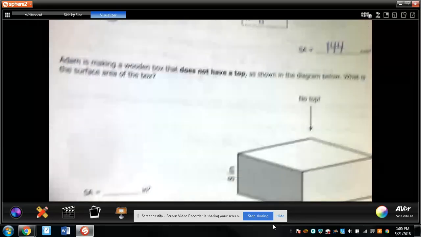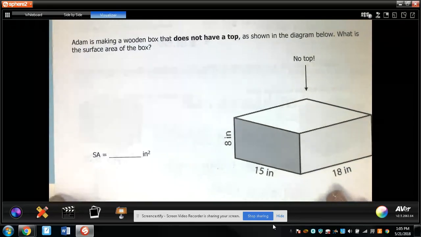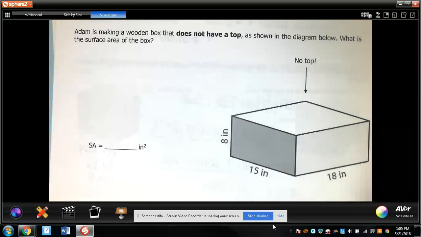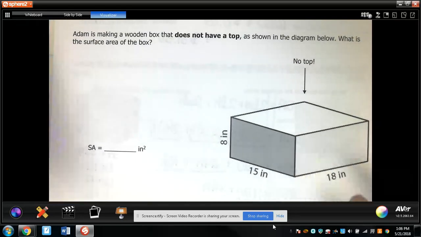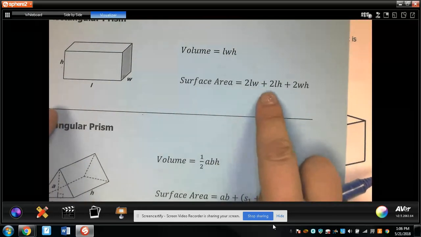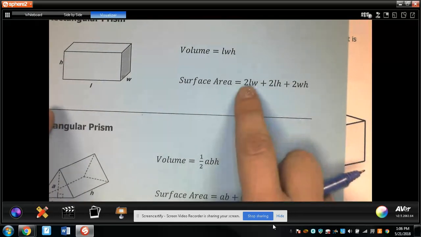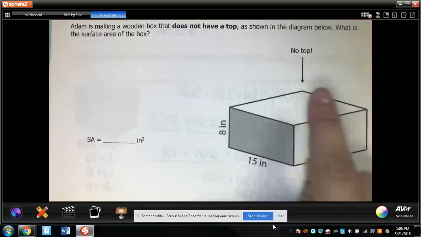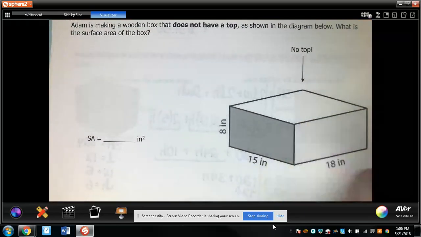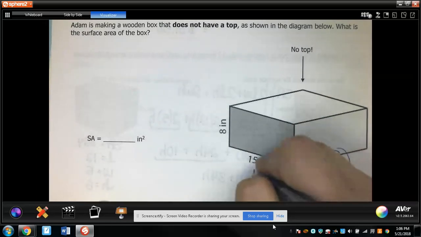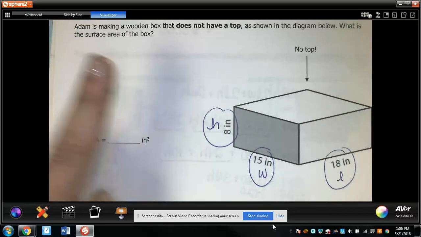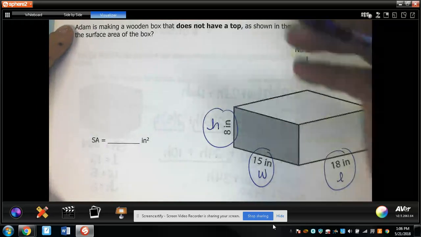Okay, and lastly, Adam is making a wooden box that does not have a top as shown in the diagram below. What is the surface area of the box? Now normally surface area formula is 2 length width plus 2 length height plus 2 width height, because there's 6 sides total. But here, if they don't have a top, that means there's only going to be 5 sides total. So we have to kind of think about this. If here's my length, and this is my width, and this is my height, which one is there only one of? So let's see.